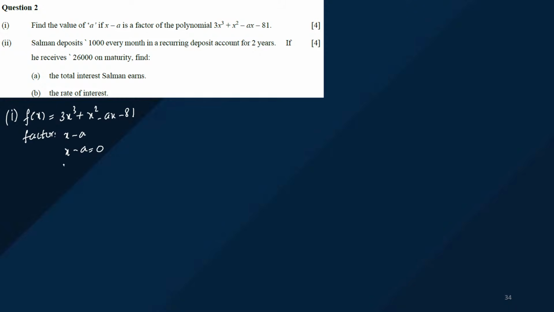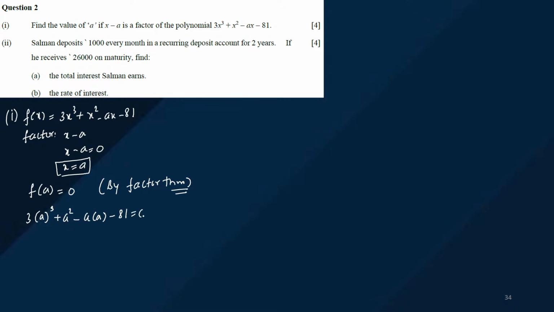Right. So now x is equal to a. Since x minus a is a factor, I can say f of a is equal to 0. I should write the reason why: by factor theorem. So f of a is what? Wherever you have x, you replace that x by a. Now I can write 3 into a the whole cube plus a square minus a into a minus 81 is equal to 0. Clear? Understood?